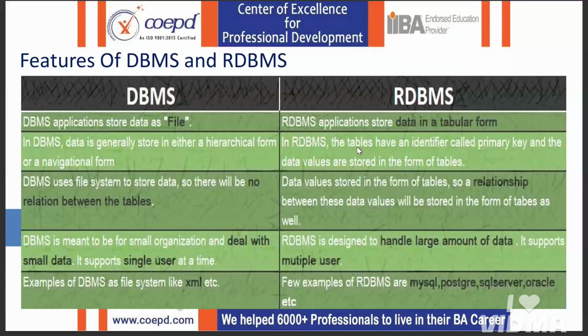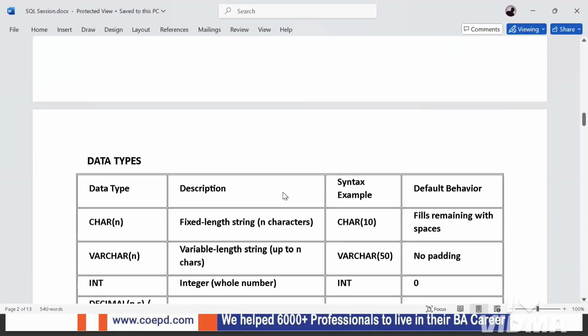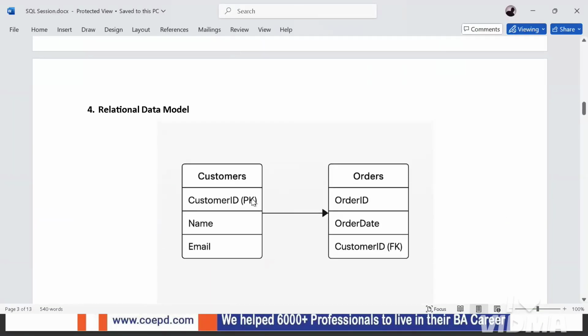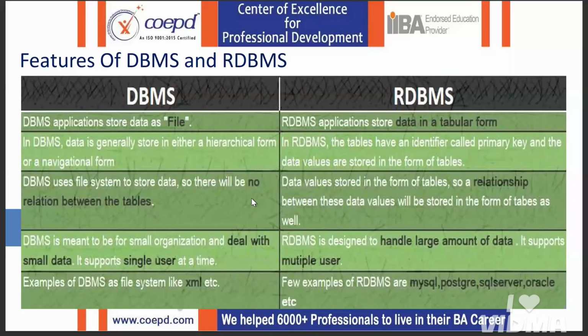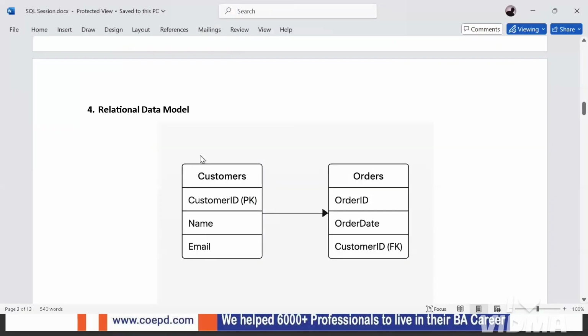Whereas RDBMS stores the data in table format, in the form of rows and columns, where we can easily identify the data, right? And in DBMS, there are no relationships between the data and tables, whereas in RDBMS, tables are related using the primary key and foreign key. See here, a relational database management system: tables are related with primary key and foreign key.